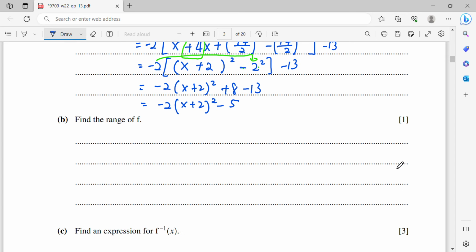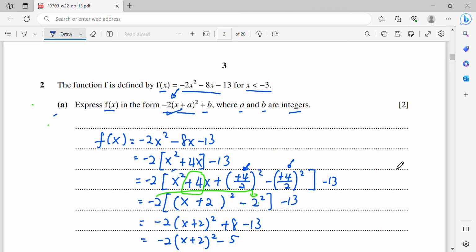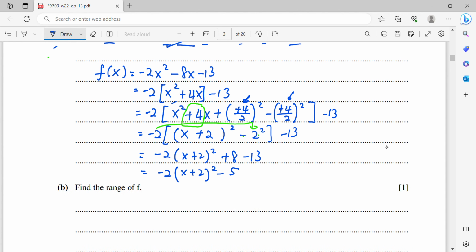So now for the b, find the range of f. So to get the range of f, your x is less than minus 3, right? So now we need to replace the value first, right? Now, another important piece of information that you get from the previous step is, when you look at this form, we are actually getting a maximum point with coordinates minus 2, because when you let x plus 2 be 0, your x is minus 2. So the coordinates of the maximum point will be minus 2 and minus 5. Okay, so this minus 2 outside here is to decide whether it's maximum or minimum.